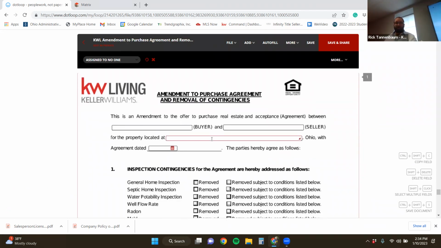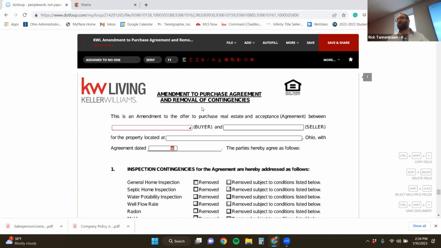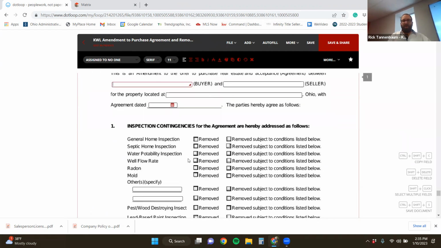This is not something we're going to submit with the offer. This is the removal of contingency. So this is going to come later, after you've done your home inspection. We're negotiating the removal of contingencies. So you would check off which inspection you're removing, or removing subject to condition. Okay, so let's say we found some mold and we found some radon. So we're going to say general home inspection is removed subject to condition.